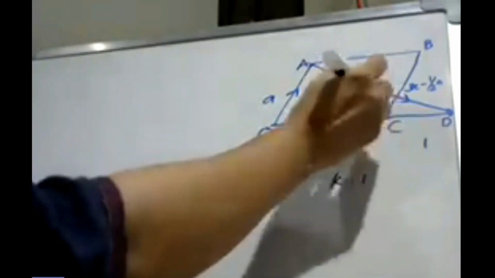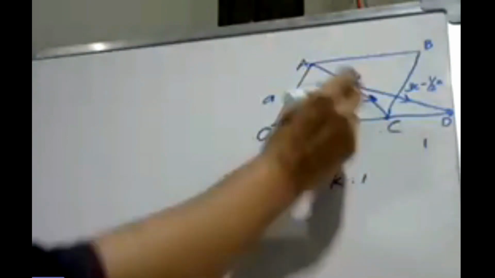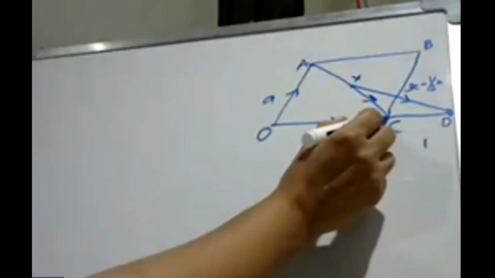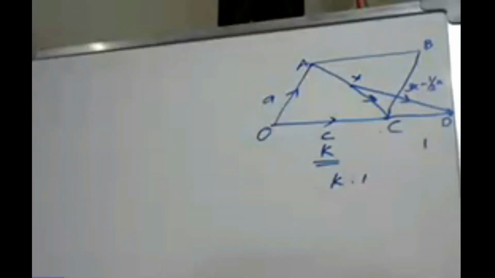This vector, here it is given, XC is half of AC. So first you have to find AC, then find half of AC. From that you can find CD in terms of C, and making it into a ratio, you get the value of K. So this much you have to perform.